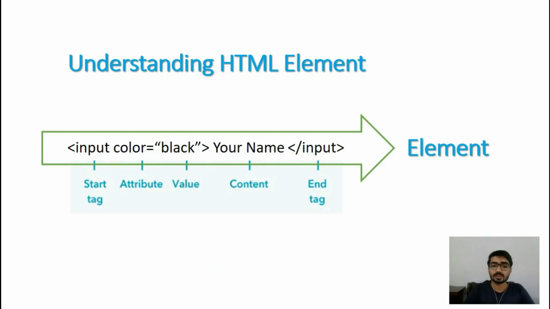Here I have sketched how we write HTML code and its basic components. There are 5 main components. First one is the opening tag, which contains an attribute and its value. Then a content and a closing tag, which collectively make an element.